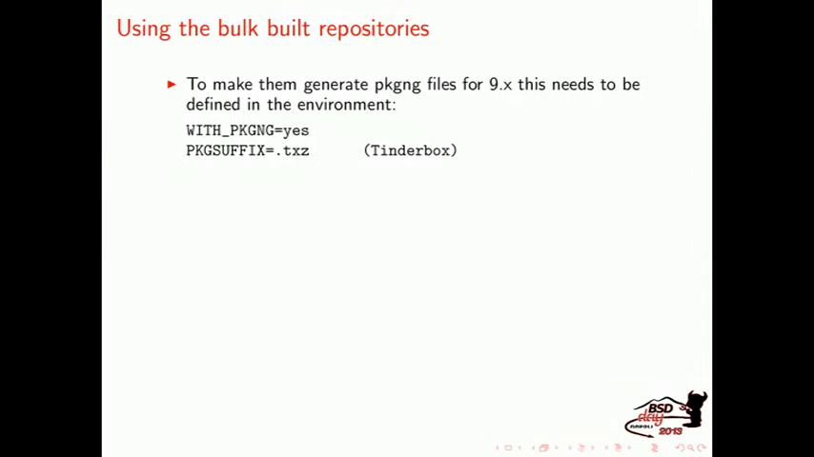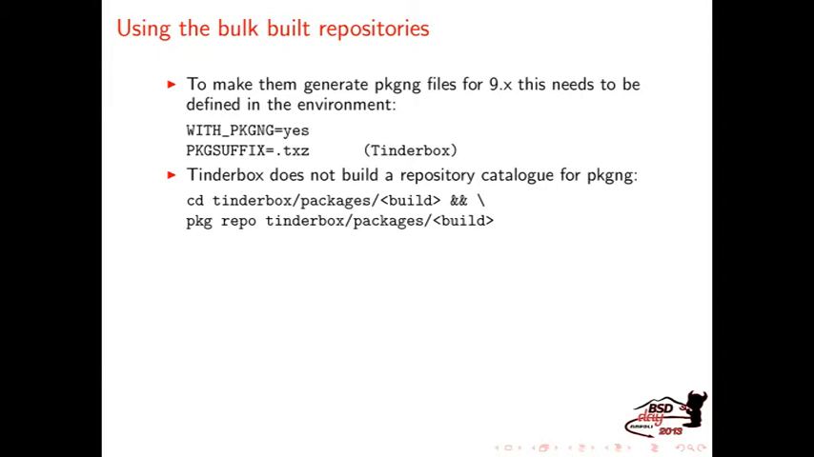Okay, at this point we will have the package directory, and we would like to use it. So a few notes on how to use these bulk build repositories on a real system. First of all, on 10-current, both will by default build pkgng repositories, so we do not need to do anything. If you want pkgng for 9.x machines, we have to define this first variable for both. And Tinderbox also requires this one to be defined in its configuration files, for example in the env script we saw before.